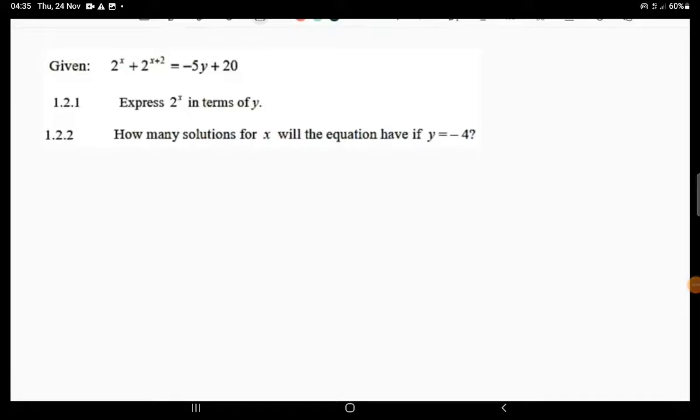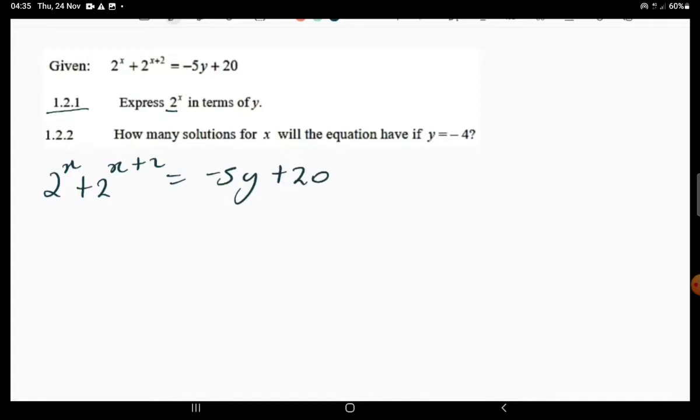All right, we have this question. Given that 2 to the exponent x plus 2 to the exponent x plus 2 is equal to negative 5y plus 20. So question number 1, express 2 to the exponent x in terms of y. The idea here is to solve for 2 to the exponent x. So taking down our equation like this, it's equal to negative 5y plus 20.